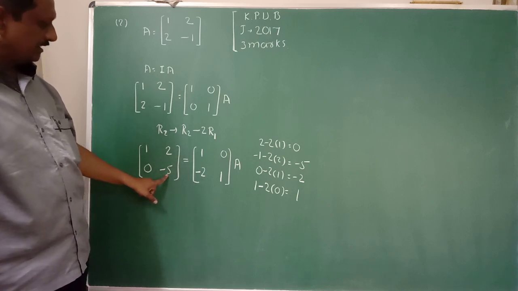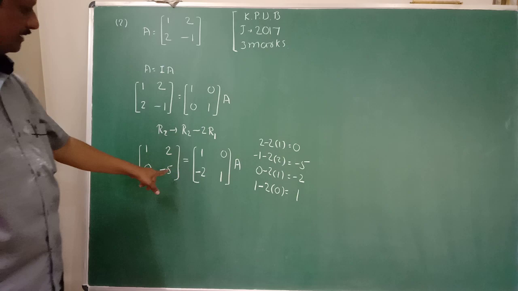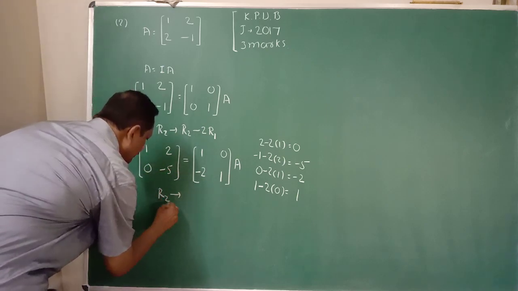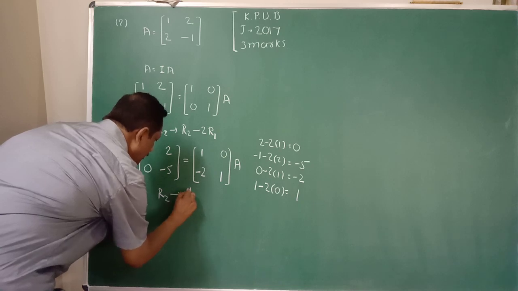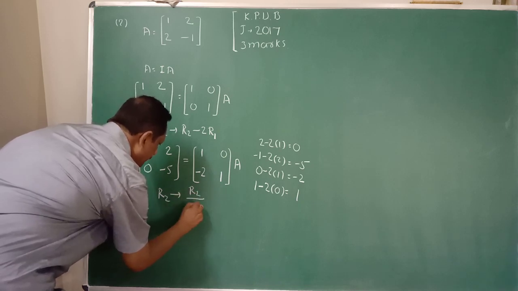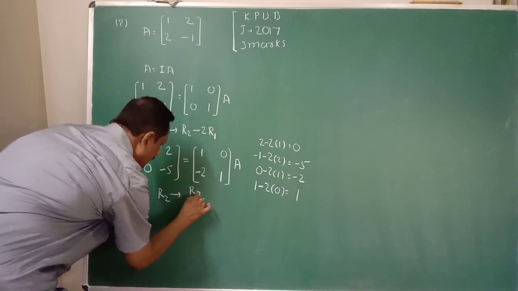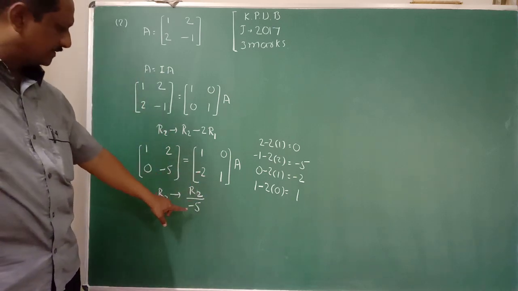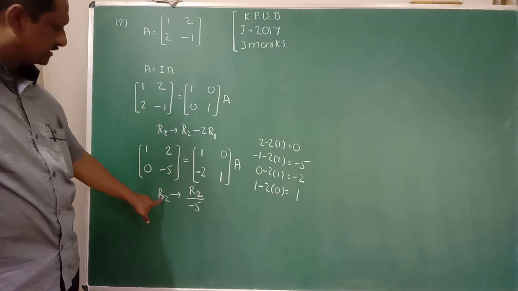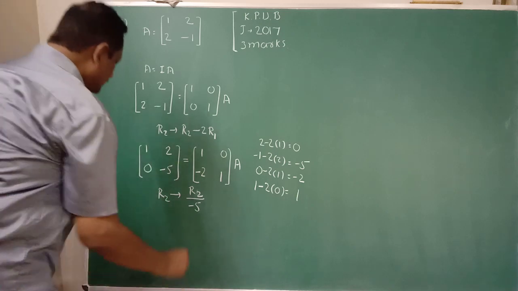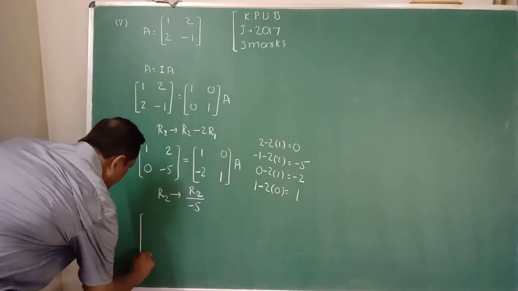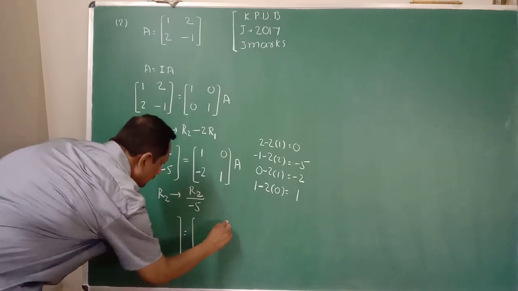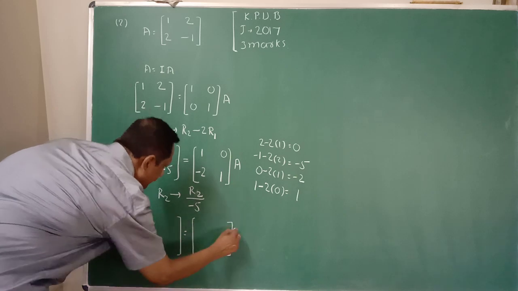So therefore, dividing this second row by minus 5, R2 gives R2 divided by minus 5. Dividing the second row by minus 5, again the second row changes here. First row keep as it is, both left hand side as well as right hand side.